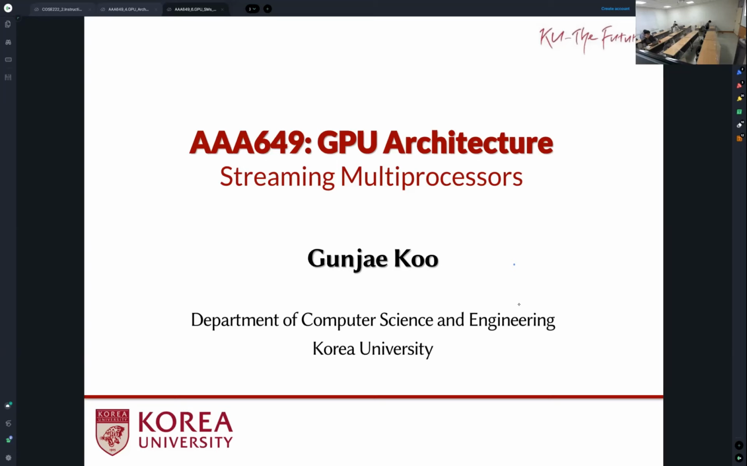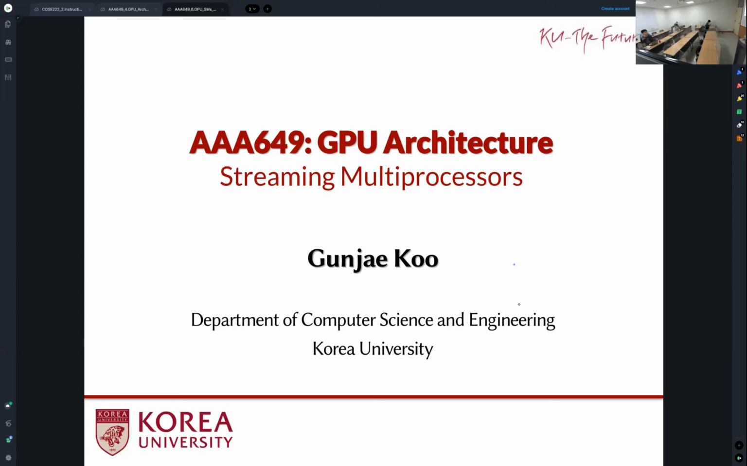We are learning about the configuration of the streaming multiprocessor, which is similar to the core of CPUs. So I hope you study the different configurations of NVIDIA GPU architectures.